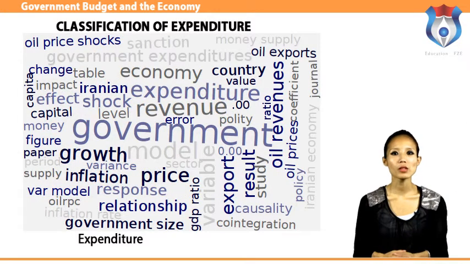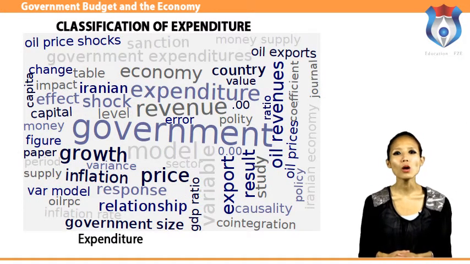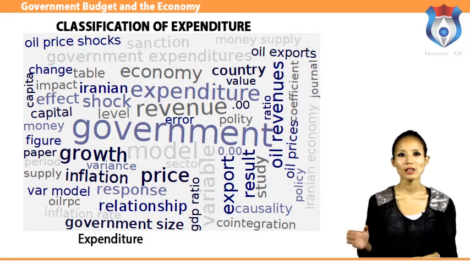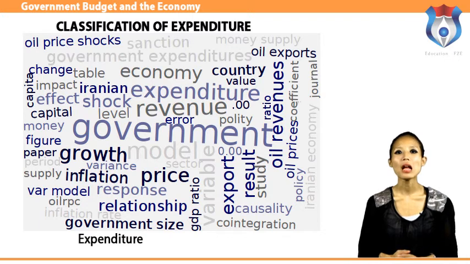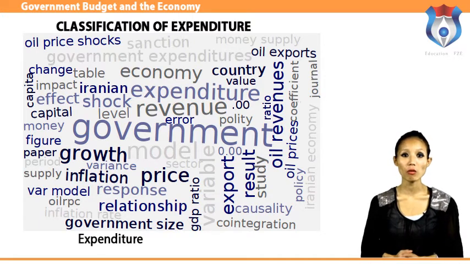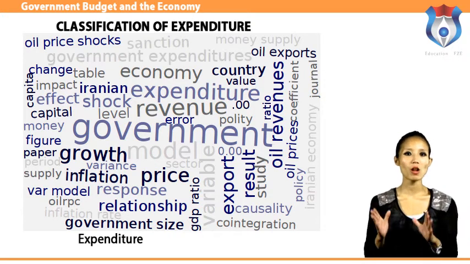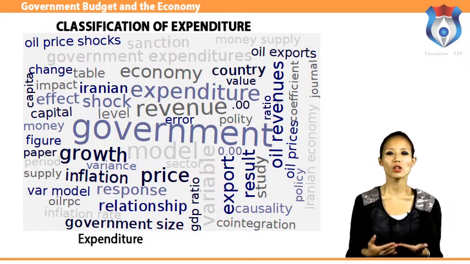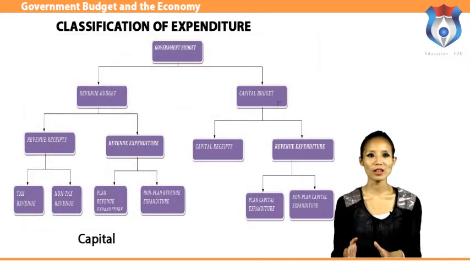After studying about the receipt, you must be thinking about how these receipts are used. In this section, we will study about the classification of expenditure. Classification of public expenditure refers to the systematic arrangement of different items on which the government incurs expenditure. Capital expenditure.